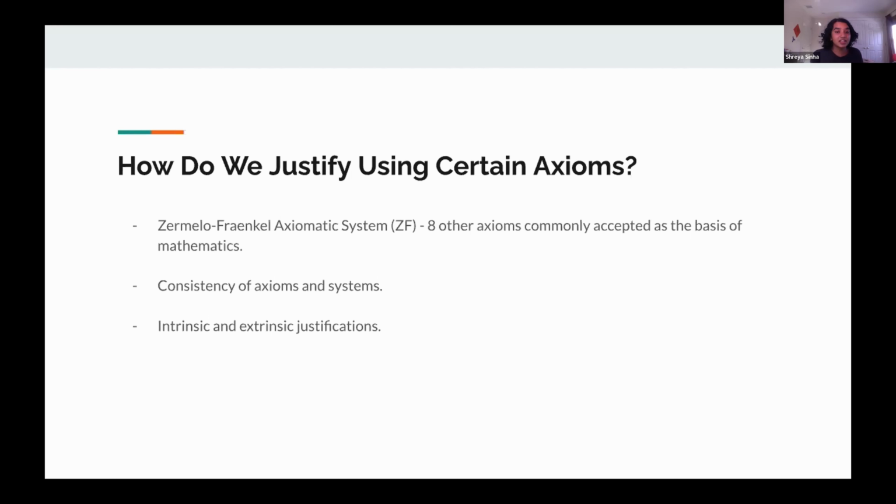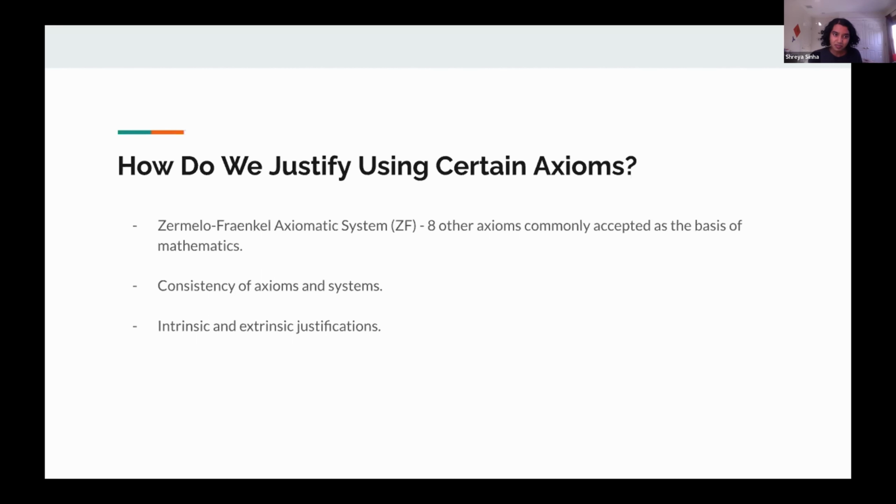These axioms do not imply the axiom of choice, and the axiom of choice is in no way supported by these axioms and is in no way negated by these axioms. So the issue of consistent systems coming out of these axioms is not our issue anymore. Now we have to talk about intrinsic and extrinsic justifications for the axiom of choice instead.